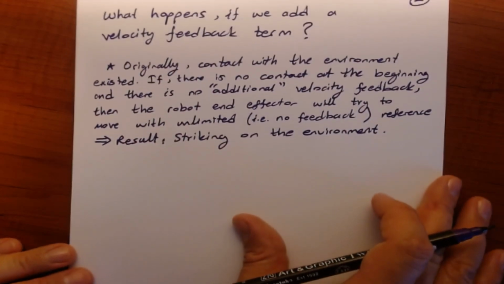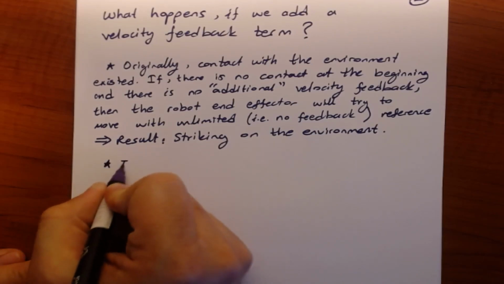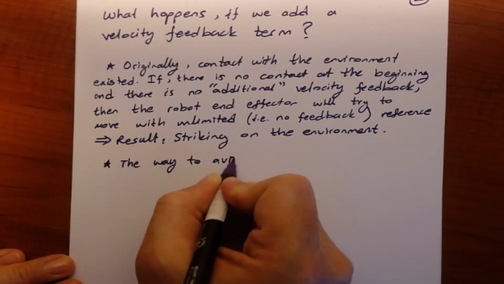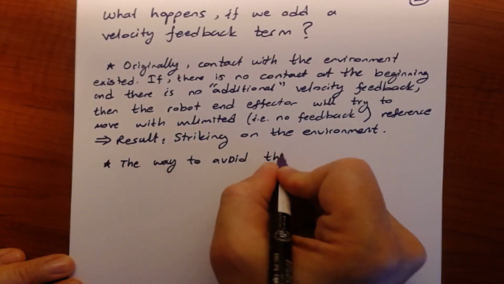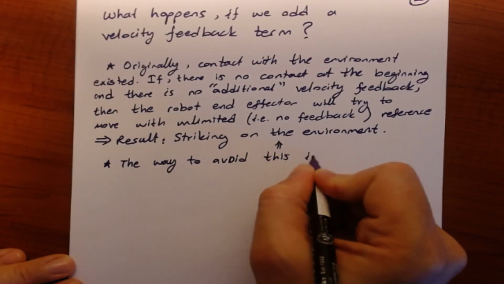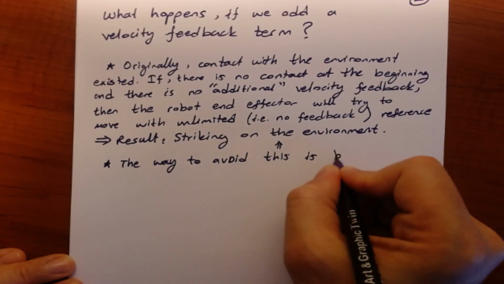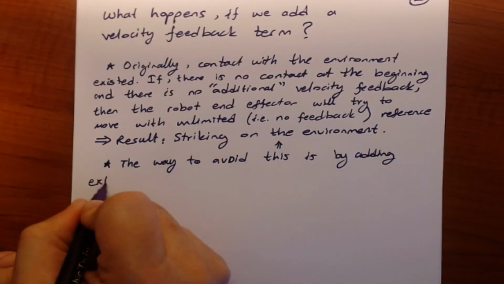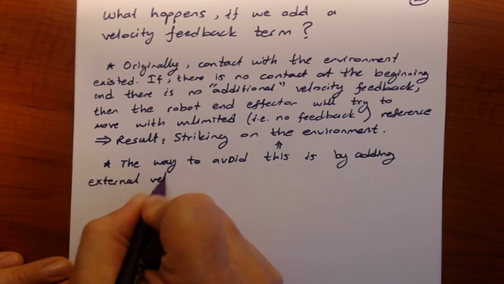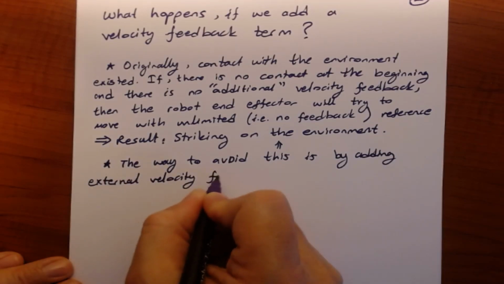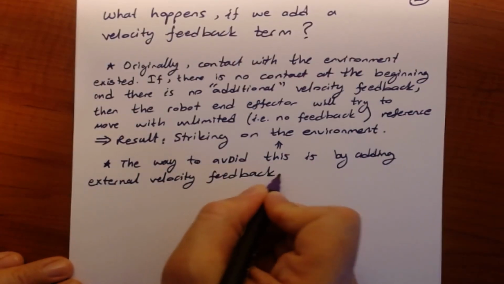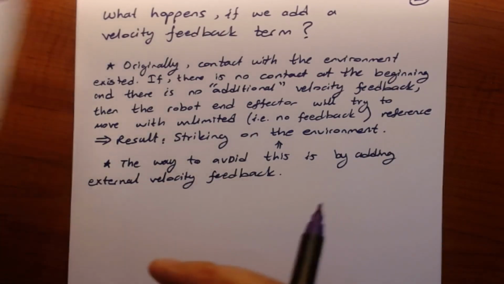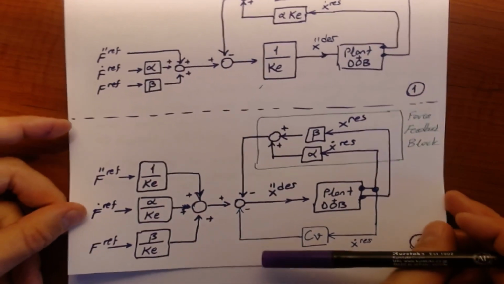So in order to avoid this, the way to avoid this is by adding external velocity feedback. So you can assume this, or you can comment on this in a different way. Have a look at this block.